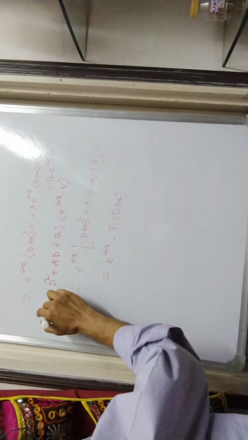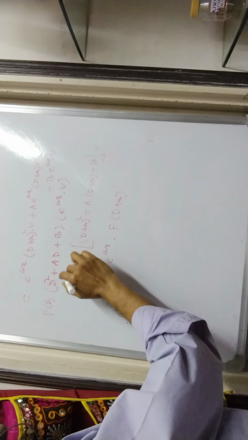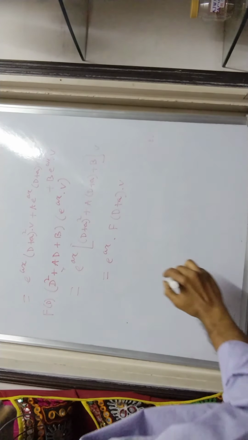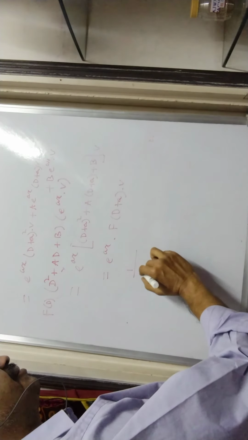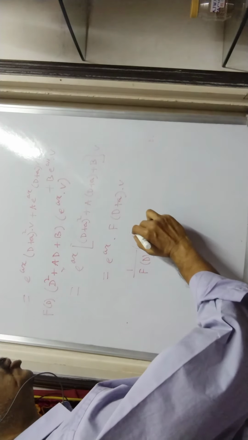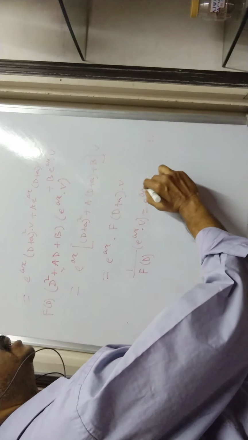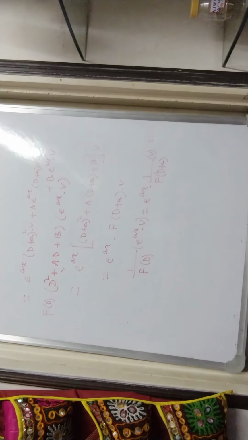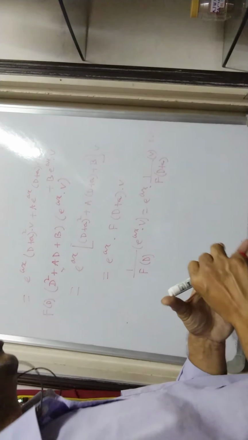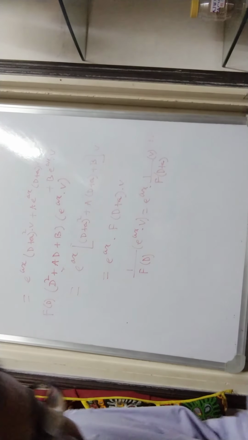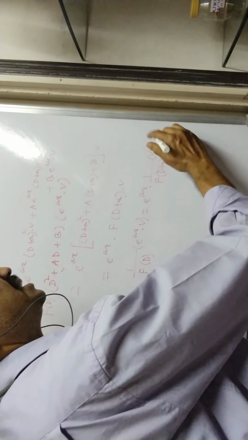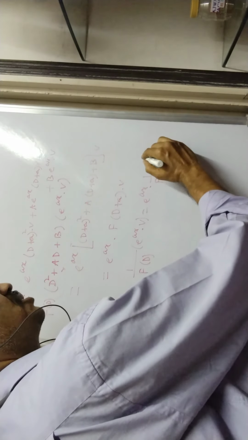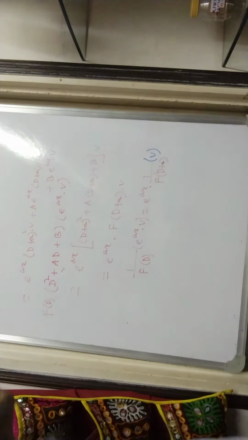Since if this is f(d), obviously this is f of (d plus a) operated on v. And from this relation we can easily claim that 1 by f(d) operated on e to the power x into v gives e to the power x into 1 upon f of (d plus a) operated on v, where v is any function of x. So I hope this is explained. Sorry, 1 upon f of (d plus a) operated on v.